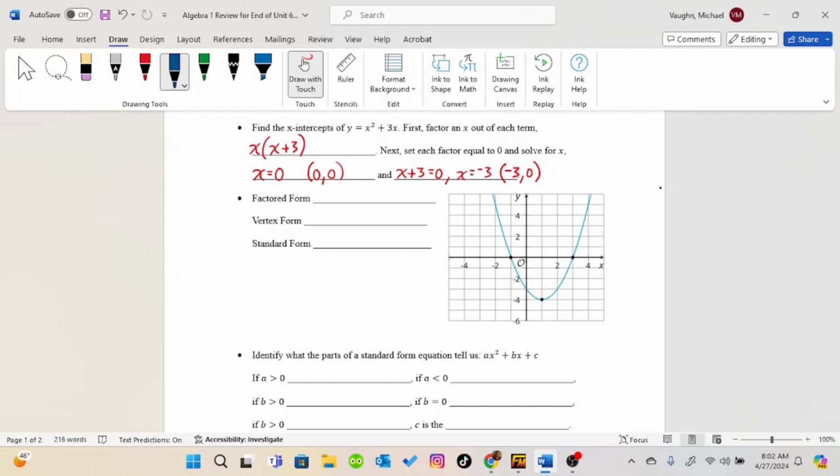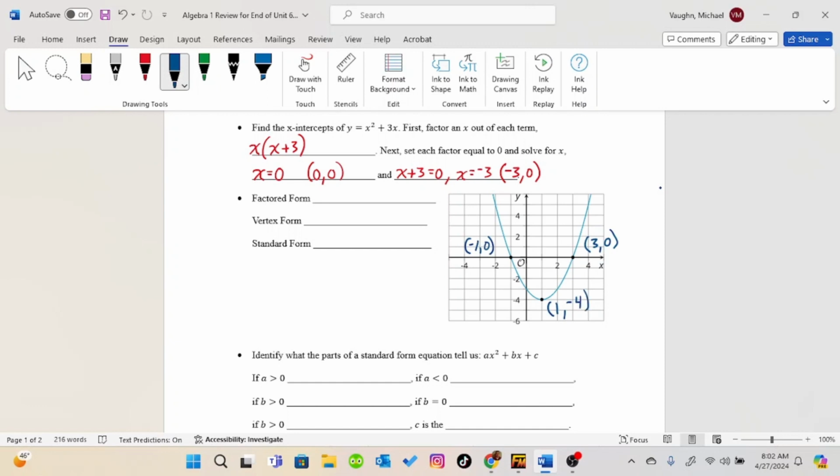On the next one, we need to be able to find the factored form, the vertex form, and the standard form of these equations. So first, we'll find the factored form. We can see that we have an x-intercept at -1, 0. We have another x-intercept at +3, 0. And we have a vertex at +1, -4.